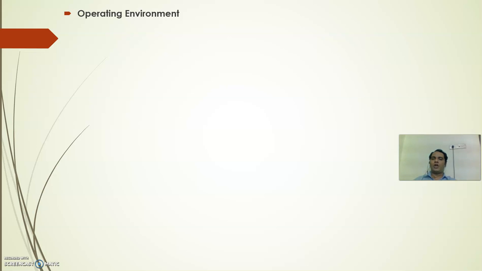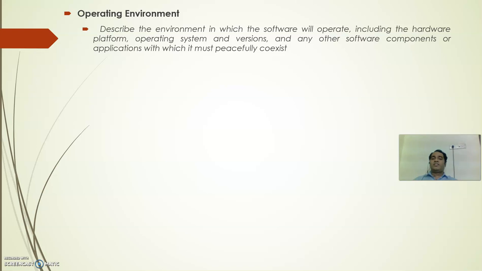You need to specify the operating environment in this step. Describe the environment in which the software will operate, including the hardware platform, operating system and versions, and any other software components or applications with which it must peacefully coexist. So this is where you will specify the hardware platforms and operating systems and versions.